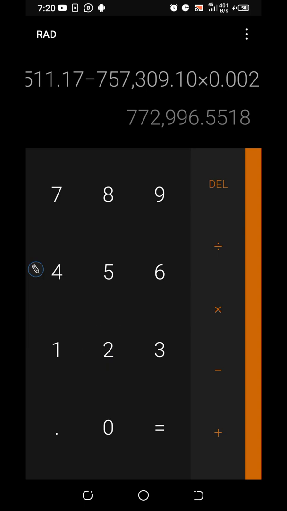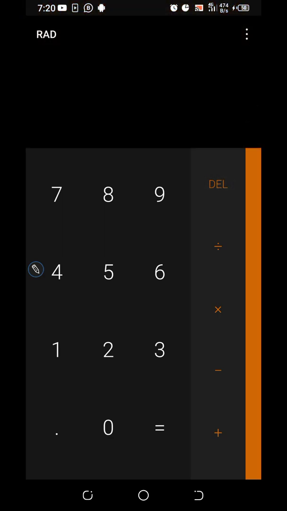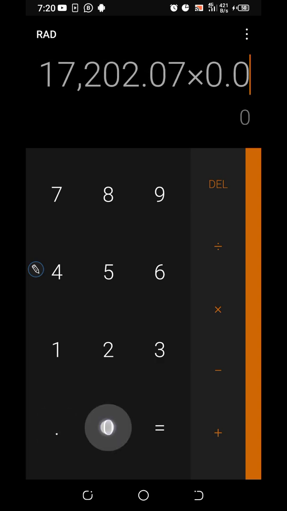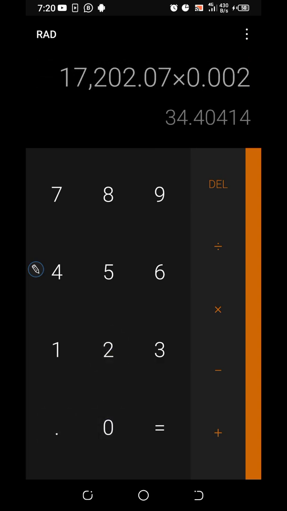Hold on, let me just delete this and add the figure we copied here, paste. Multiplied by 0.002. You know why I did it like this? The other way around is like bodmas, it's going to give you a wrong reading. So always just copy out the answer that the subtraction gave you. You did current price minus stop loss. Just copy out that answer, don't do times alongside it, you'll get a wrong reading. So always copy out that answer, paste it here, and then do your multiplication.